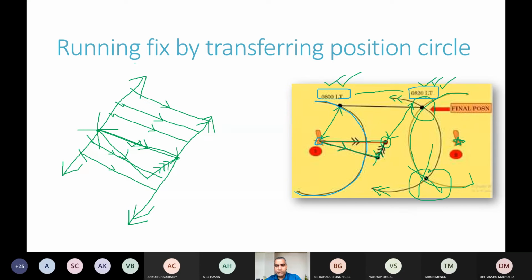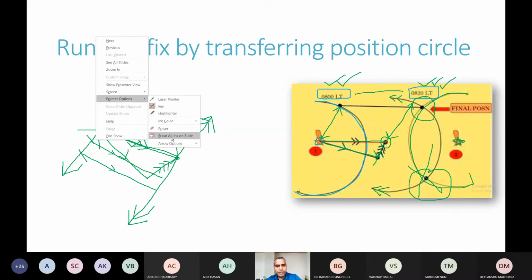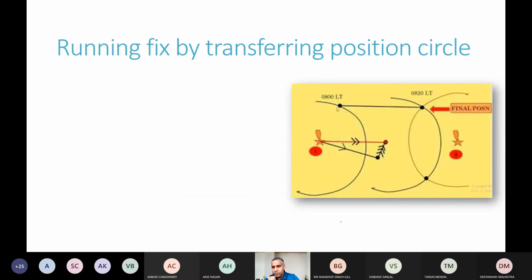Let's say, for example, in this particular question, they can tell you, let me erase the ink. Now you have two positions here. One position is this one, second position is this one. Now let us say both of them are falling in safe waters. They can give you a hint in the question with which you can cross out one of the positions. What kind of hint can they give you?